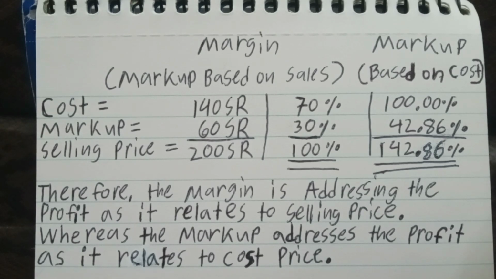So now for the markup based on cost, a markup of 60 reals to the 140 reals cost yields the 200 reals selling price. So 100% for the 140 reals. And how did we get 42.86%? You just have to divide 60 reals by 140 reals, which will give us 42.86%. And we add the 100% and 42.86% to get the total of 142.86%. Therefore, the margin is addressing the profit as it relates to the selling price, whereas the markup is addressing the profit as it relates to the cost price.